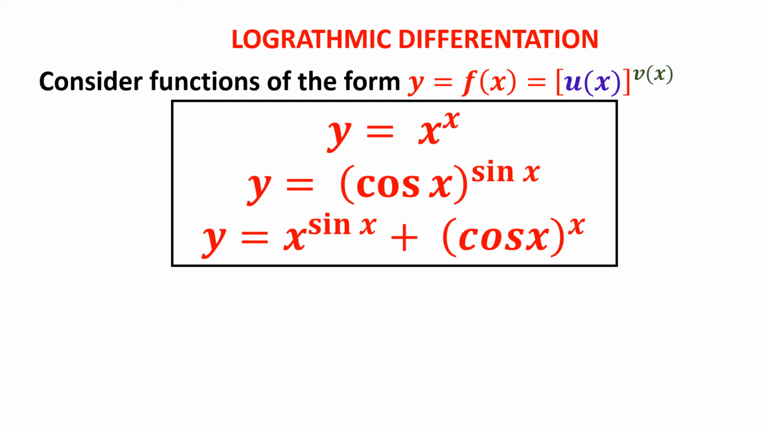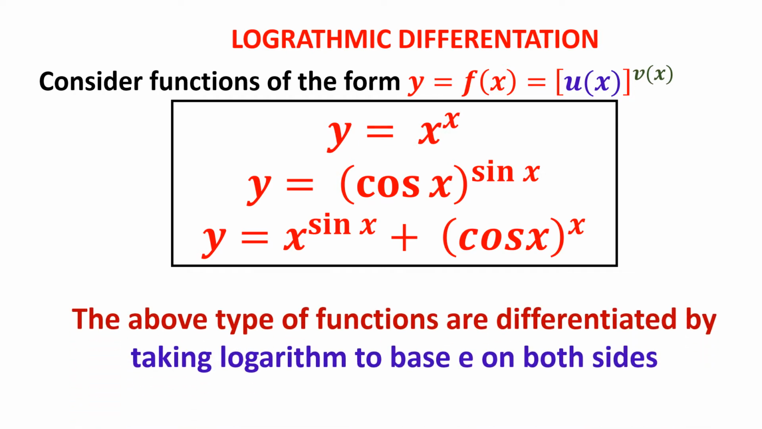But a function whole power function is differentiated only by taking logarithm to the base e on both sides, so that the power will come to the front and it will become a normal multiplication by making use of the property of logarithms. Therefore, if you have a function of the form y is equal to u of x whole power v of x, we will use logarithmic differentiation by taking log on both the sides.